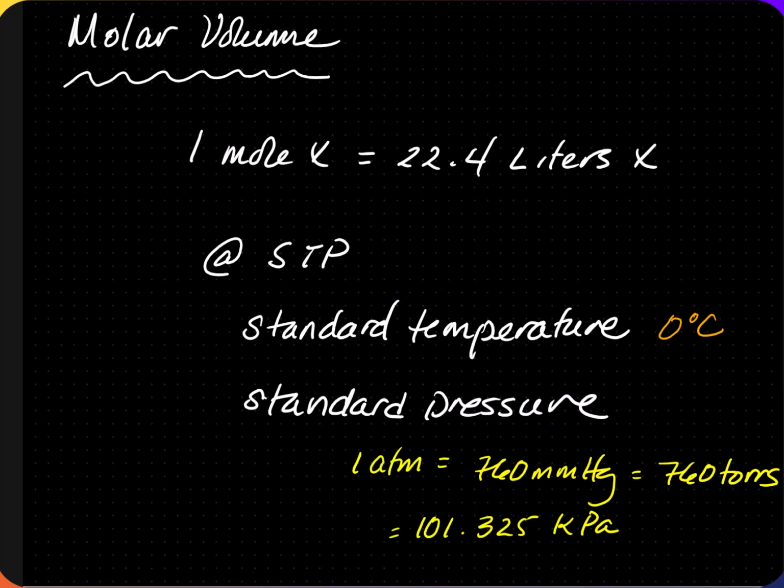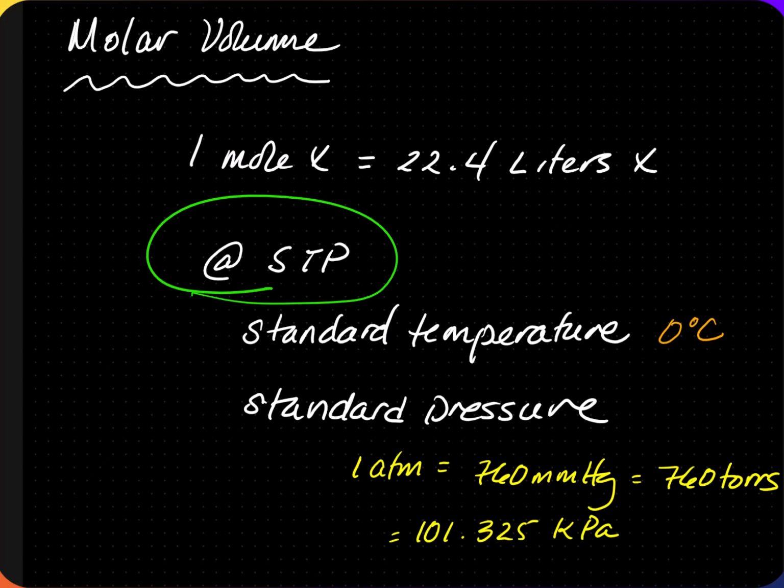The third conversion factor is molar volume. Molar volume is 1 mole of X, any element or compound, is always equal to 22.4 liters of X. This only occurs at STP. STP means standard temperature, which is 0 degrees Celsius, standard pressure, which is 1 atm, which equals 760 millimeters of mercury, which is also equal to 760 torrs and 101.325 kilopascals. For this unit, everything will be at STP, so you can always use molar volume.